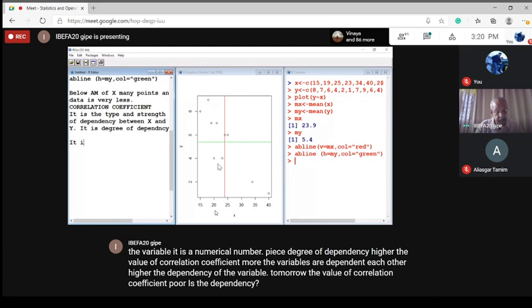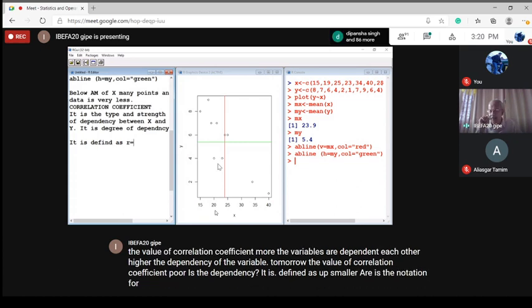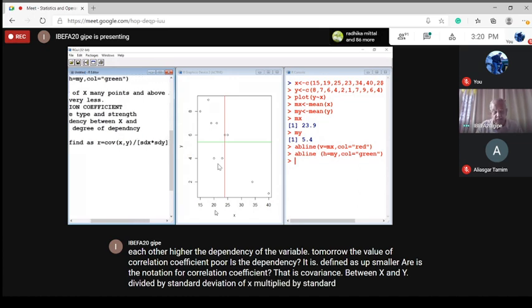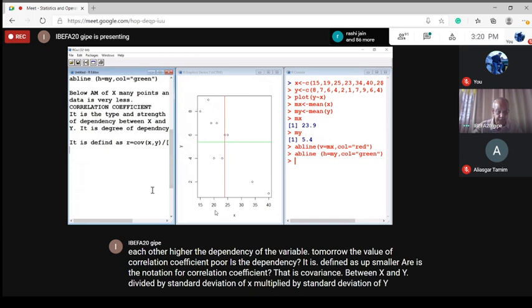It is defined as R, small r. R is the notation for correlation coefficient, that is covariance between X and Y divided by standard deviation of X multiplied by standard deviation of Y. This is the formula.